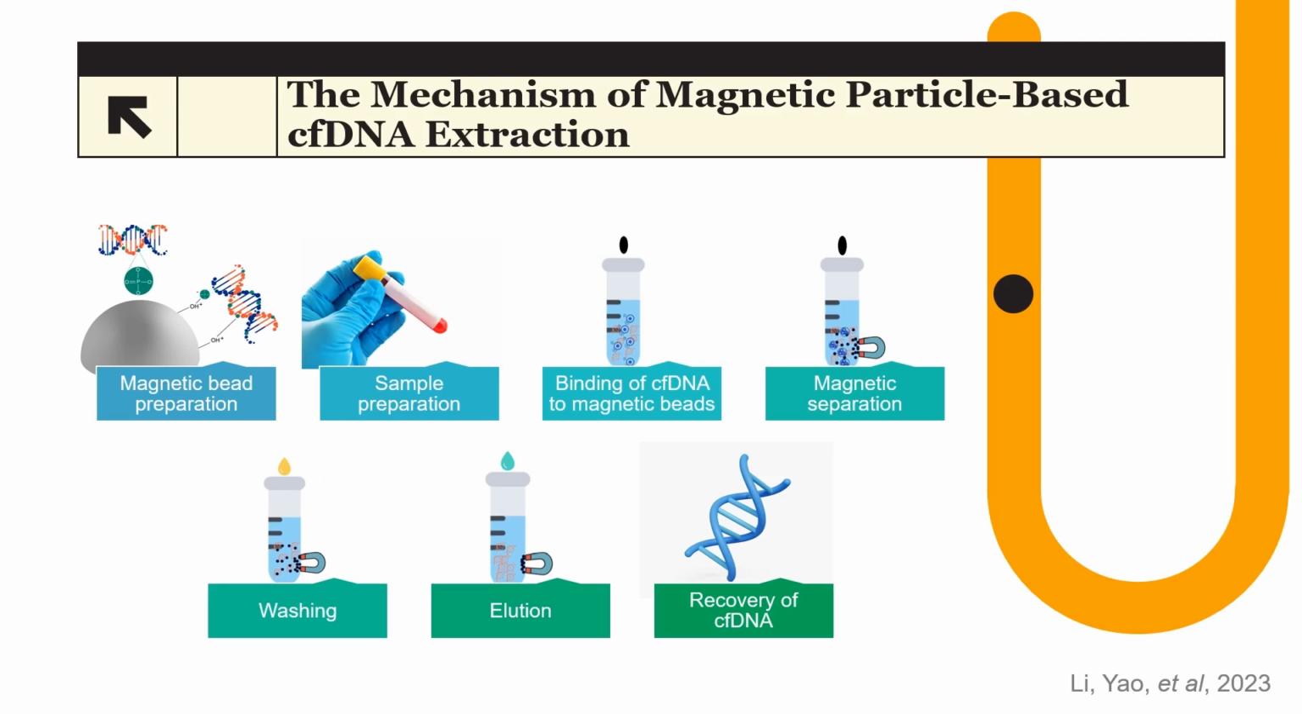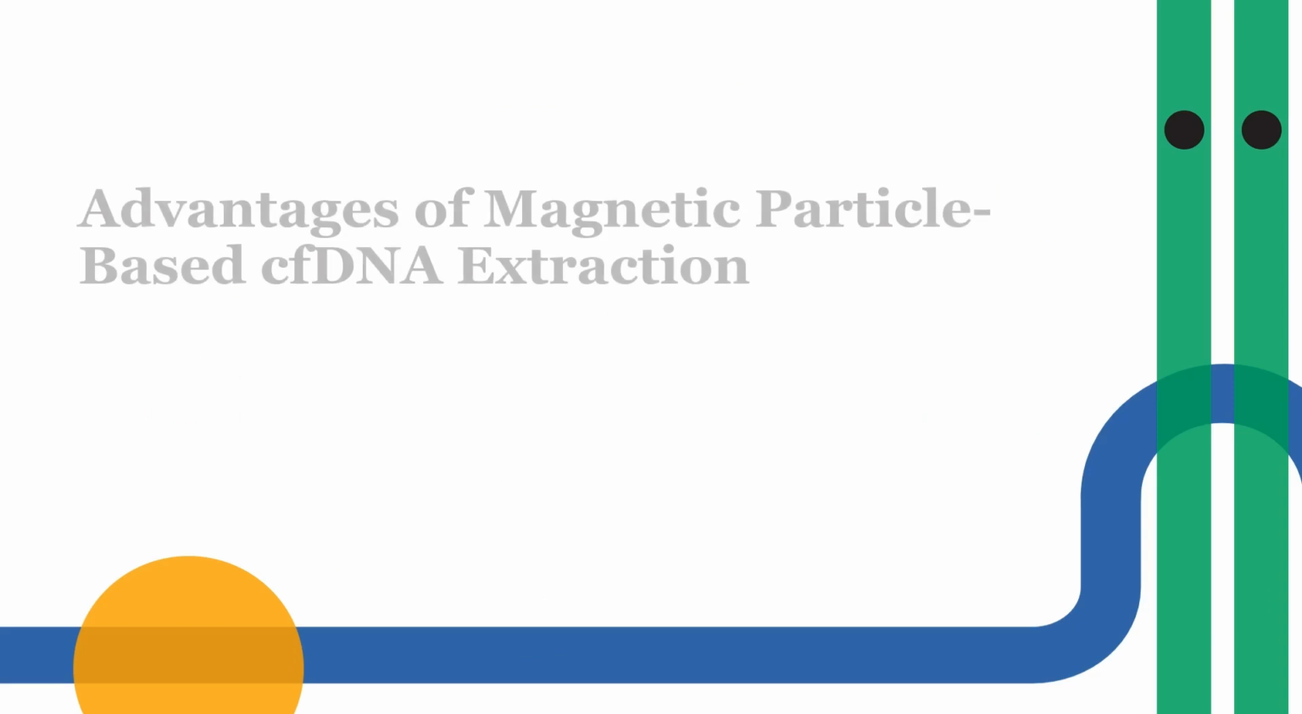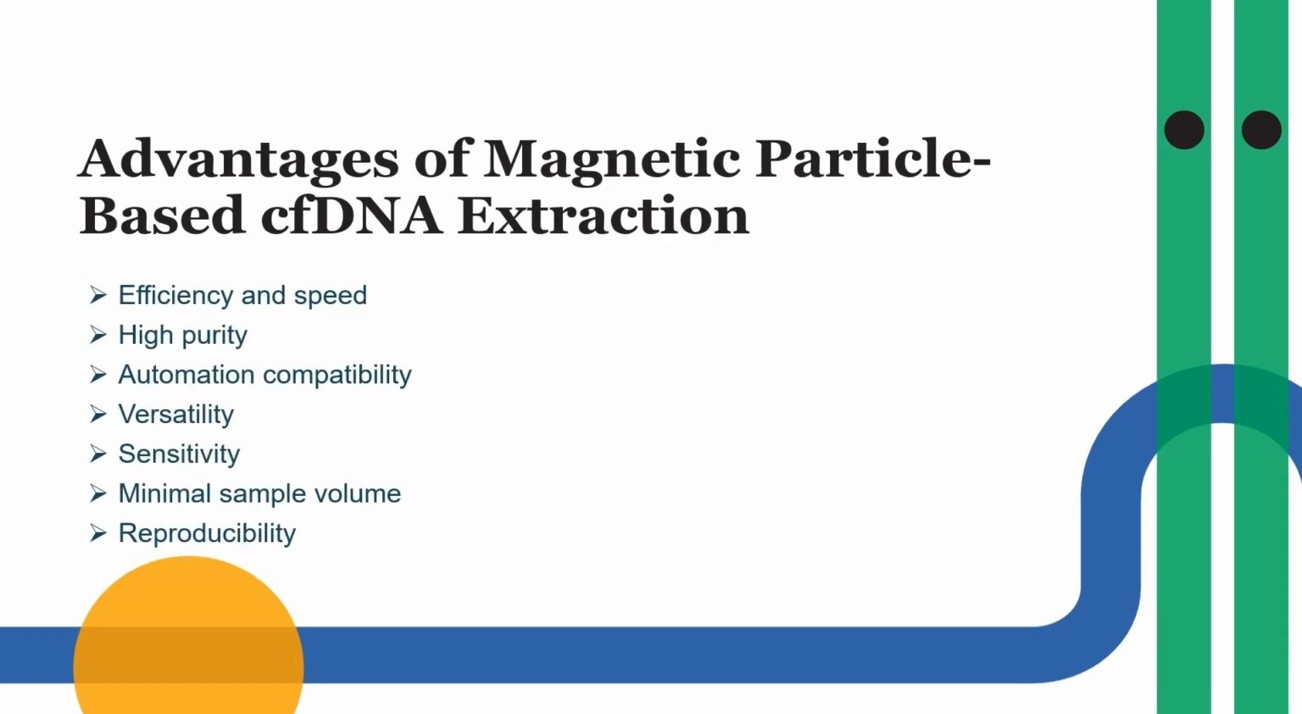6. Elution. A low-salt buffer is added to disrupt the binding between the cfDNA and the magnetic beads. The purified cfDNA is released into the solution. 7. Recovery of cfDNA. The magnetic field is removed, and the purified cfDNA can be collected for downstream analysis, such as PCR or sequencing. So, to sum it up, magnetic particle-based cfDNA extraction really shines compared to traditional methods.